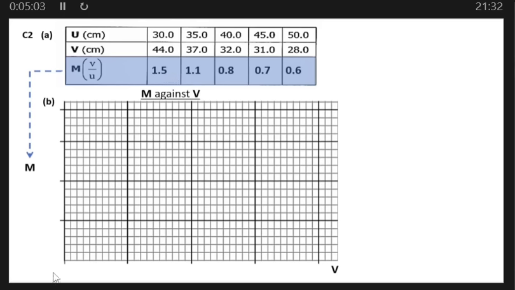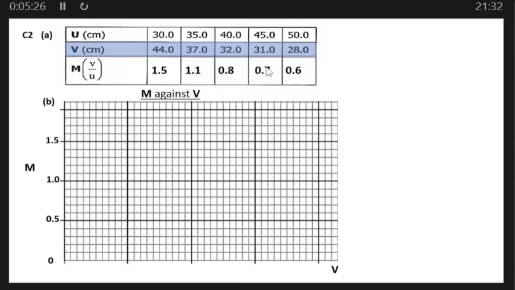So we begin with 0, then this one we give 0.5, this one 1.0, this one 1.5, so we'll just end there. Then the next step is to accommodate also these values on the horizontal axis. That will mean that these values here must be accommodated on the horizontal axis.